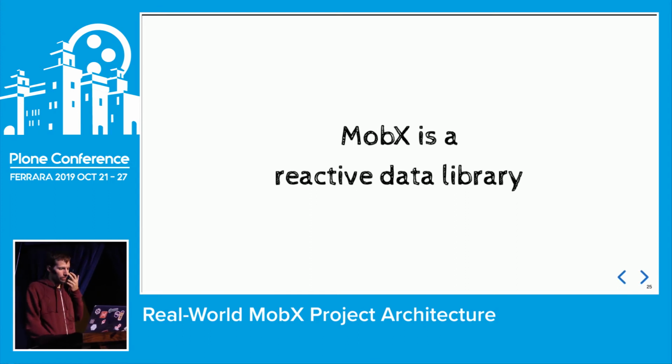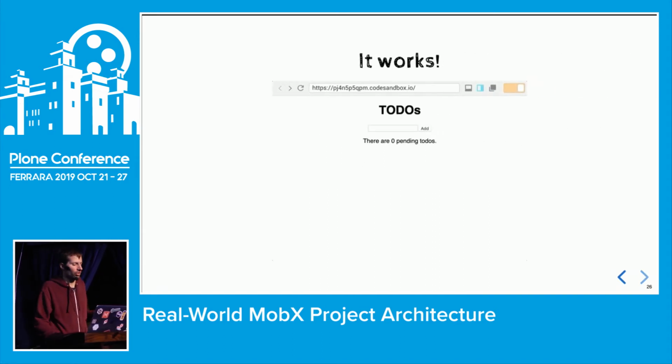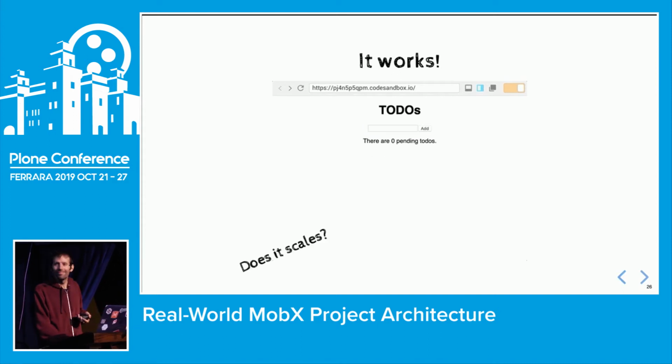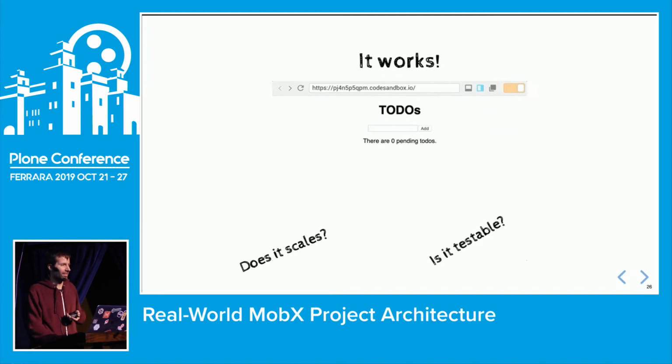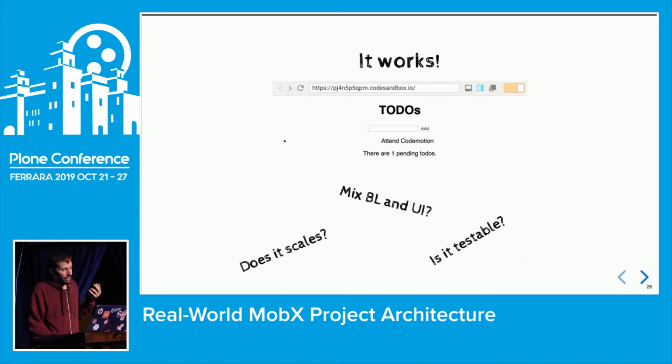And so what we can do is just code our application, and then at the end of the day, we will get our application working. We can add to-dos in our application, do everything, and we are happy because we have done our application, right? But does our application scale? Is it testable? Or, well, is it a great idea to mix the business logic and the UI code in the same part? Well, we need to take a step back, relax, and think a little more.